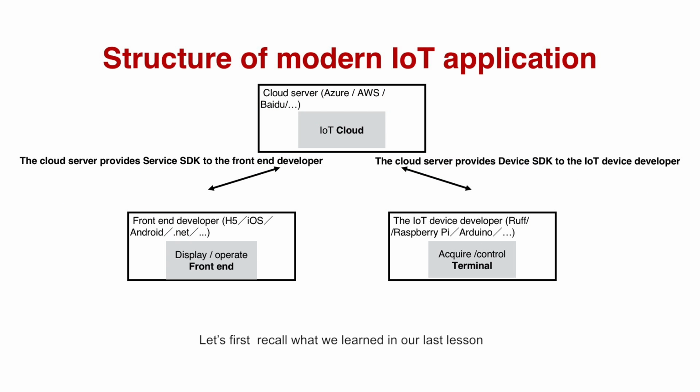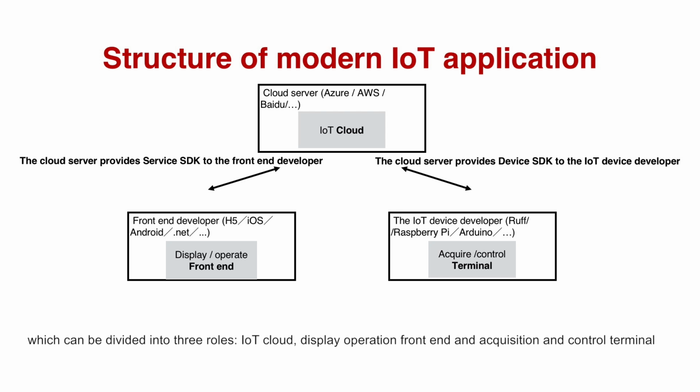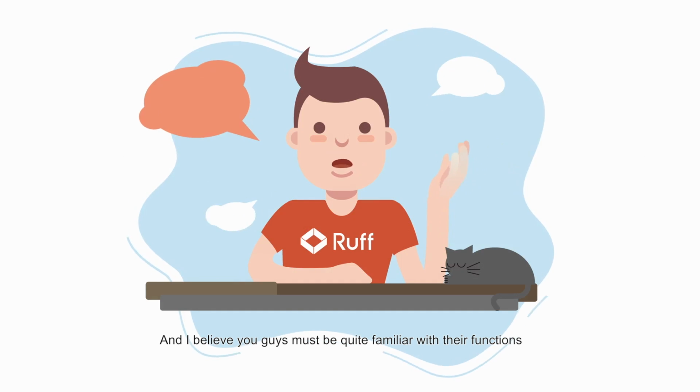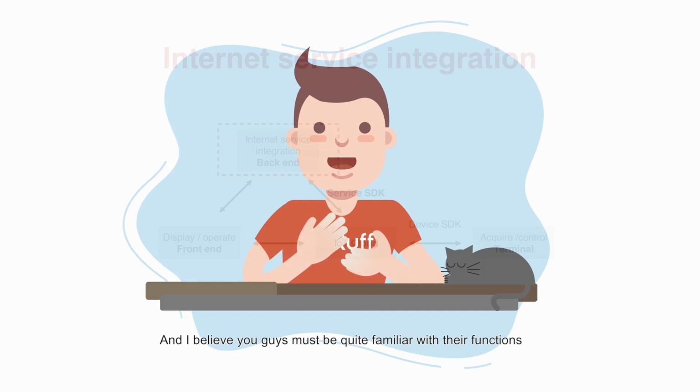Let's first recall what we learned in our last lesson. Since last lesson is very fundamental and basic, we mainly focused on the application structure of modern IoT, which can be divided into three roles: IoT Cloud, Display Operation Front-End, and Acquisition and Control Terminal. And I believe you must be quite familiar with their functions.